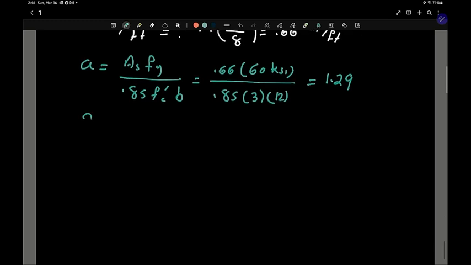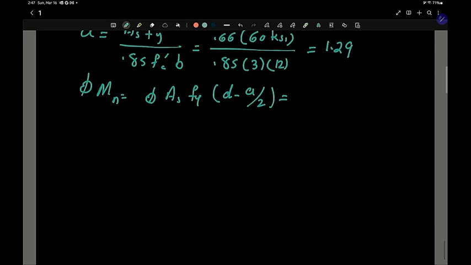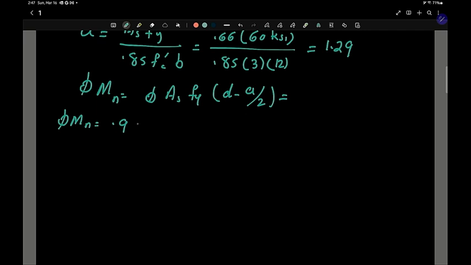Then we're going to calculate phi times Mn, which is equal to phi times AS, remember those, Fy times d minus a divided by 2. And that's basically 0.9 times 0.66 times 60 times 16.5 minus 1.29 divided by 2, and that's equal to 565.